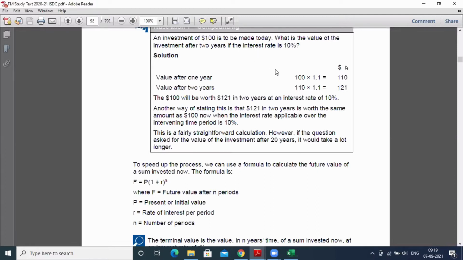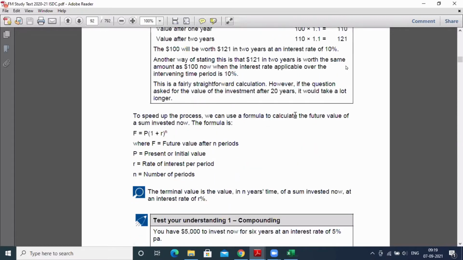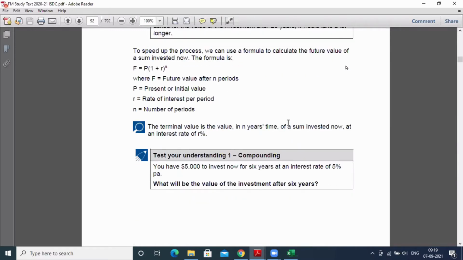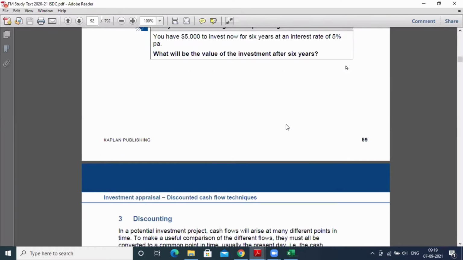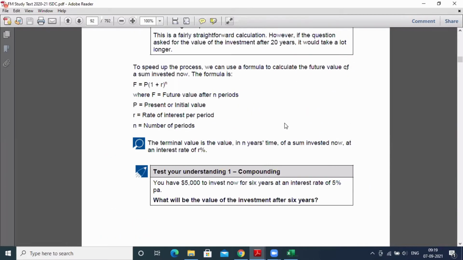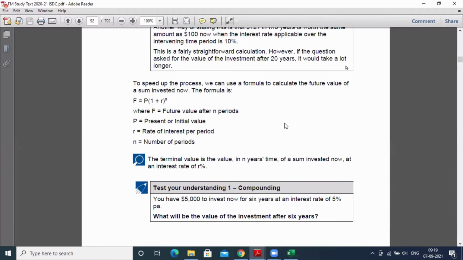Do you have any query on this compounding effect? Because these are very, very simple. So if you are clear, I will be skipping it. Any question on compounding? Yes.